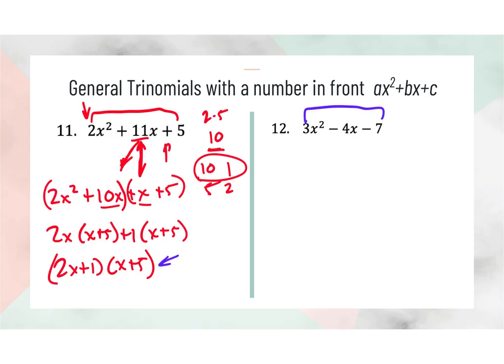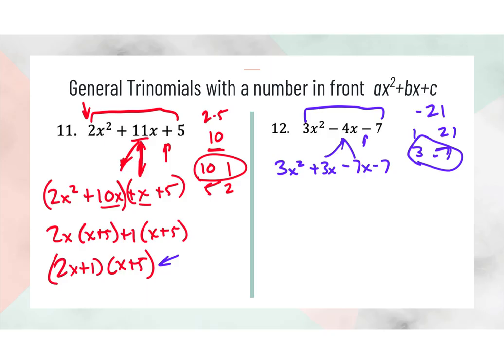So now here, 3 times 7 is going to be negative 21. So what multiplies to negative 21 but subtracts to get me negative 4? Well, 3 and negative 7. So now I'm going to rewrite that: 3x squared plus 3x minus 7x minus 7. I'm going to rewrite it using my terms. So parentheses, 3x, x plus 1, negative 7, x plus 1.